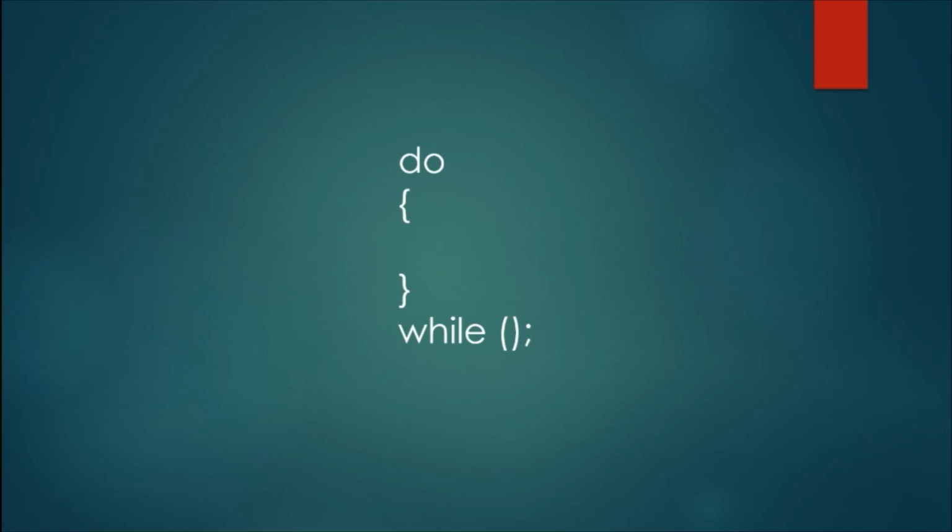We use this keyword do, followed by open and closing curly brackets. And then on the next line, we'll use this keyword while, followed by open and close parentheses. And inside these parentheses, we're going to be checking a condition. So this do block is going to run at least once. And then we'll check this condition.